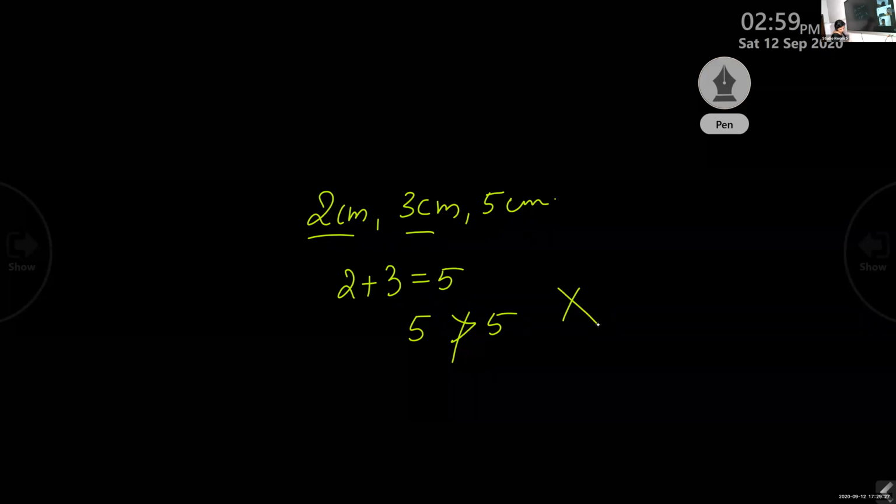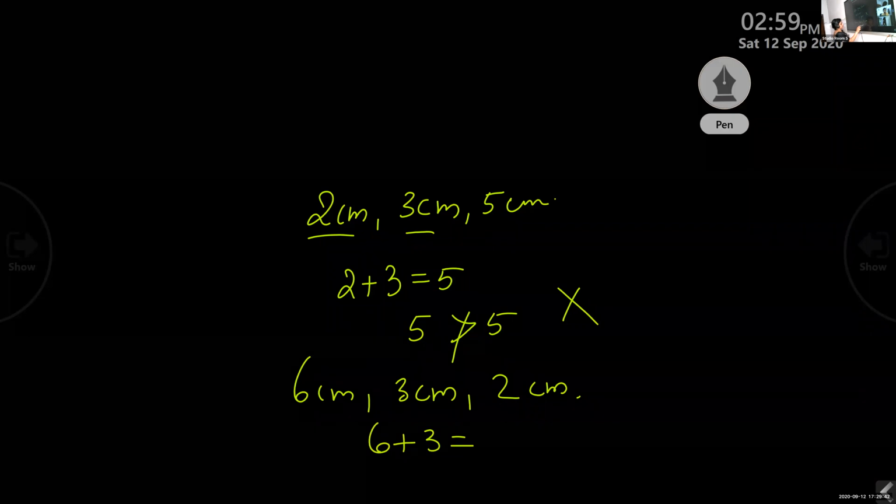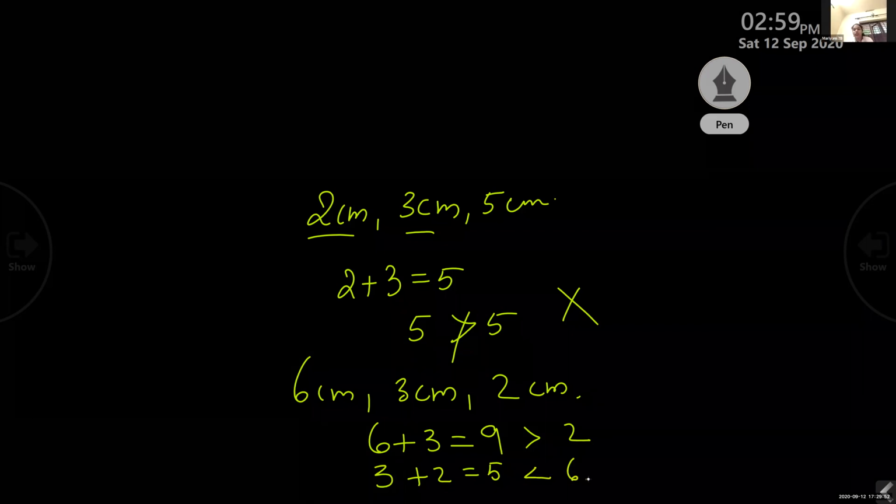Second one. It's not possible. Second one, I gave, what was the question? 6, 3, 2, right? 6 plus 3, 9. It is greater than 2. Then 3 plus 2, 5. Is it greater than the third side? No. It is less than the third side. So this is also not possible. Both of them are not possible.